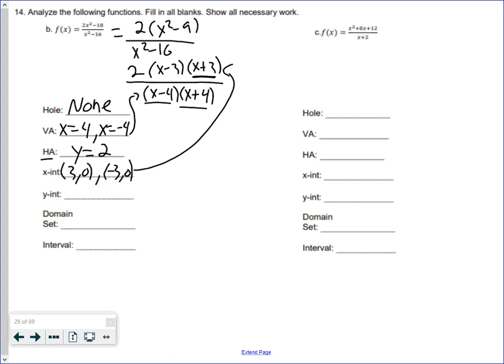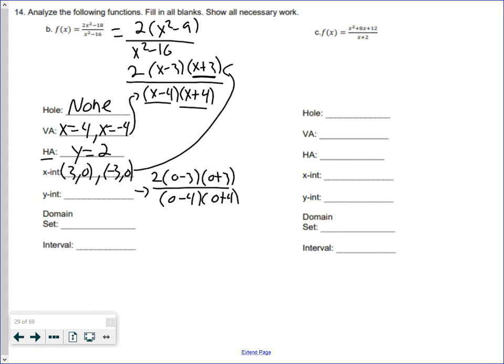Y-intercept, that happens when x is equal to 0. So we just plug in 0 into our whole equation. So we get 2 times 0 minus 3, 0 plus 3, all over 0 minus 4, 0 plus 4 on the bottom right there.